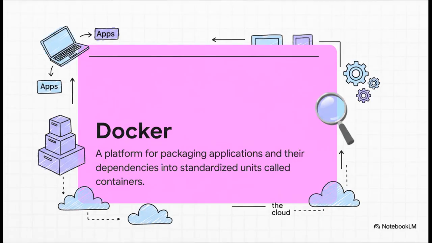Of course, all this infrastructure is pointless if we don't have an application to run on it, right? That's where Docker comes in. It lets us package up our apps with all their dependencies into these neat little boxes called containers. This is huge because it guarantees that the app we build on our laptop is going to run the exact same way in the cloud.